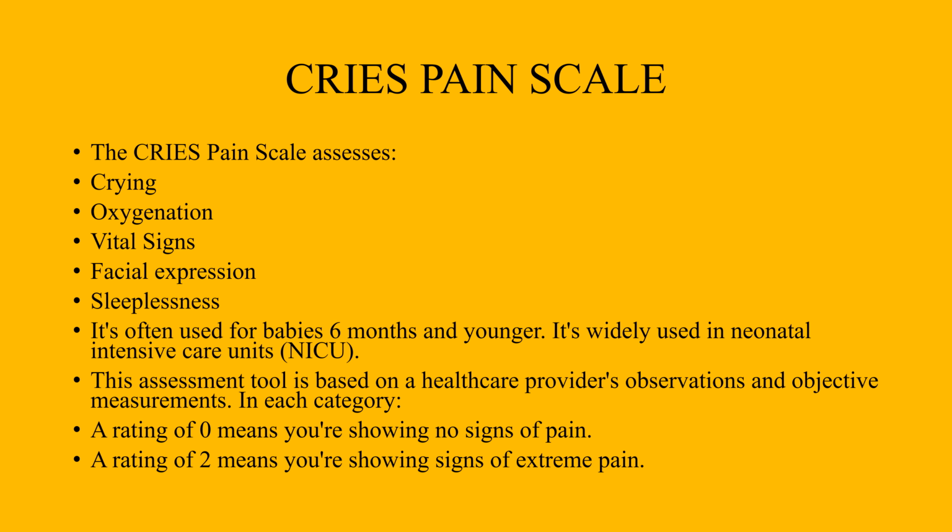Next, we have the CRIES pain scale. I like these because they're all mnemonics, so they're easy to remember. So we have crying, oxygenation, vital signs, facial expression, and sleepiness. We use this for babies 6 months and younger. It's used a lot in the NICU. So again, we're going to use the healthcare provider's observations and objectively measure what their pain level is. So 0 means no pain, and a rating of 2 means you're showing signs of extreme pain.